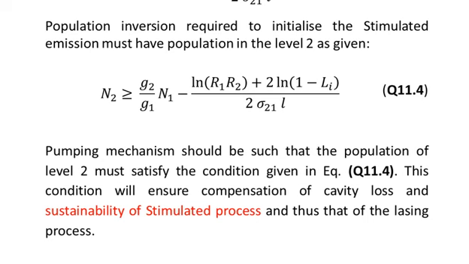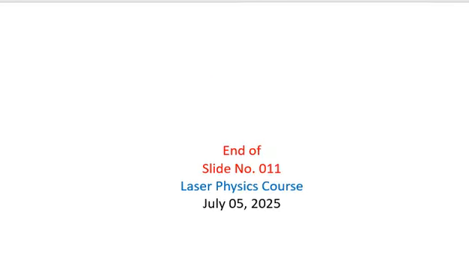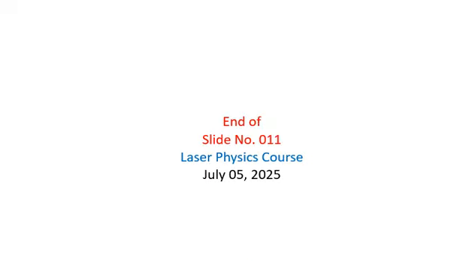The pumping mechanism should be such that the population of level 2 must satisfy the condition given in equation number 11.4. This condition will ensure compensation of cavity loss and sustainability of the stimulated process, and thus of the lasing process. So you see that equation 11.4, giving a constraint on the value of N2, is actually the condition under which the loss is compensated. So this is the end of slide number 11.